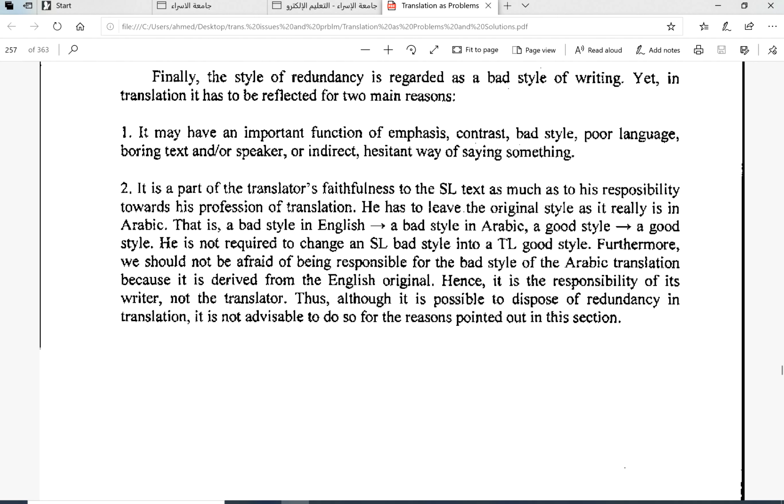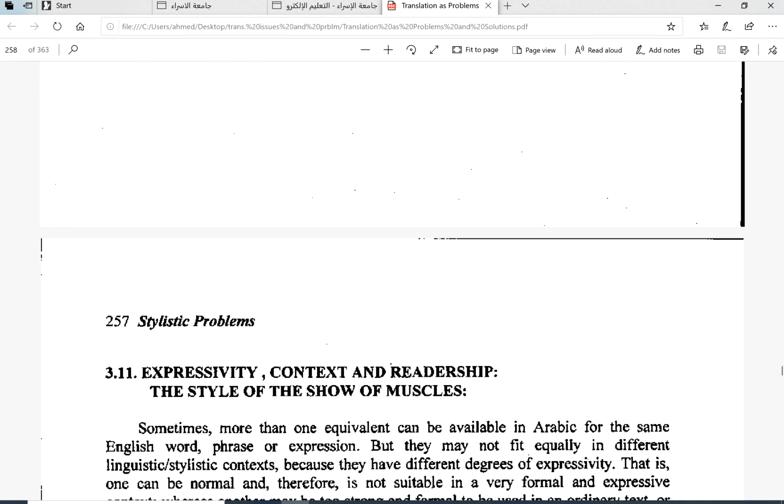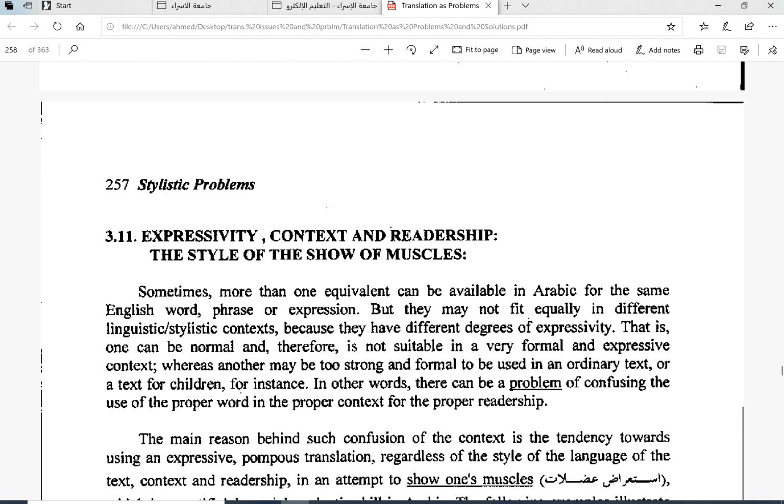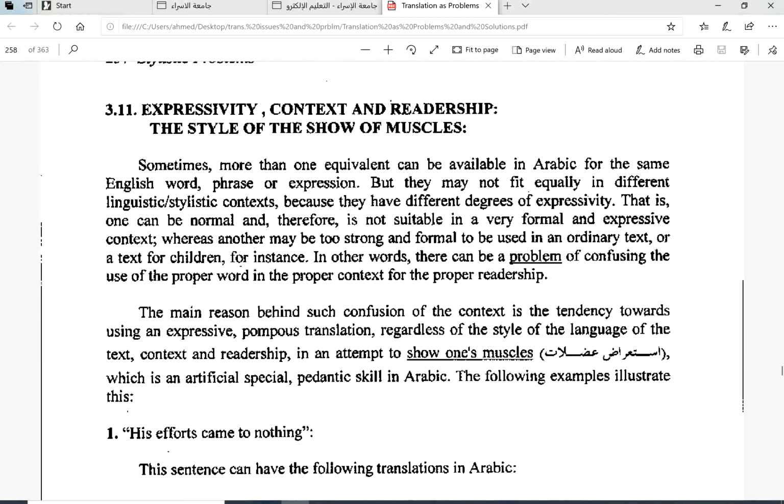That is, a bad style in English, equal to a bad style in Arabic. A good style equal to a good style. If it was bad, اللغة كانت ضعيفة شوية, it has to reflect that in the target language. The next one we move into is expressivity, context, and readership. The style of the show of muscles.